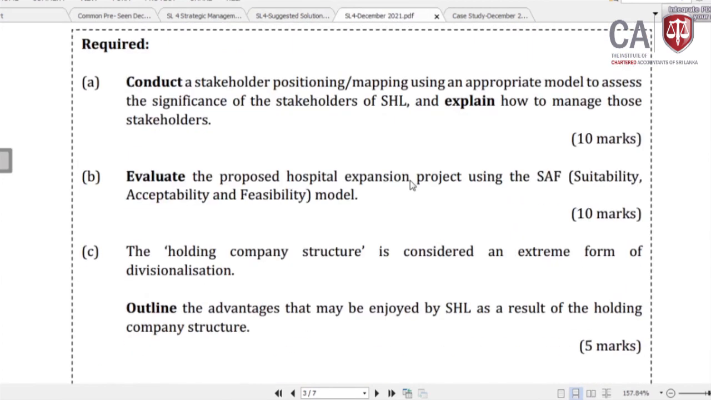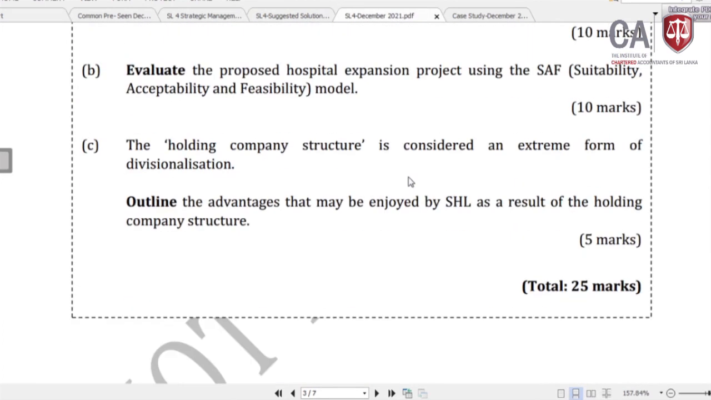Right. So, we have completed part B. What is part C? Look at part C. The holding company structure is considered an extreme form of divisionalization. Outline the advantages that may be enjoyed by SHL as a result of the holding company structure.